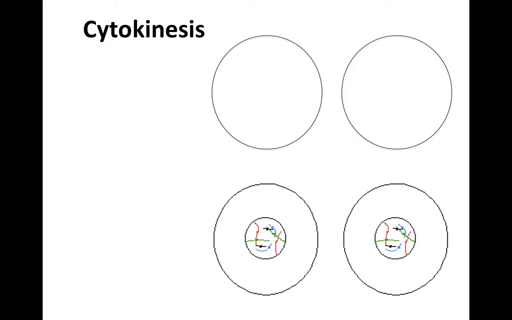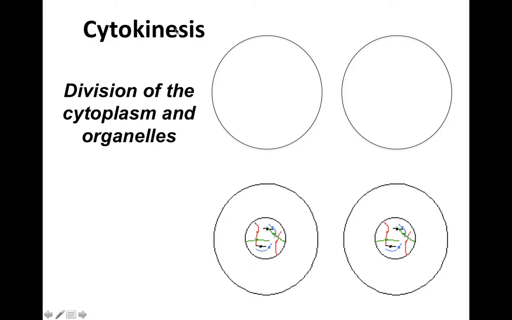Let's go over our very last one. Let's put a number 3 by cytokinesis, please. So cytokinesis is the very last stage. The first one was interphase. The second one was mitosis. And now we have cytokinesis. Cyto means cell. Kinesis means cut. So it's going to be the division of the cytoplasm and the organelles.